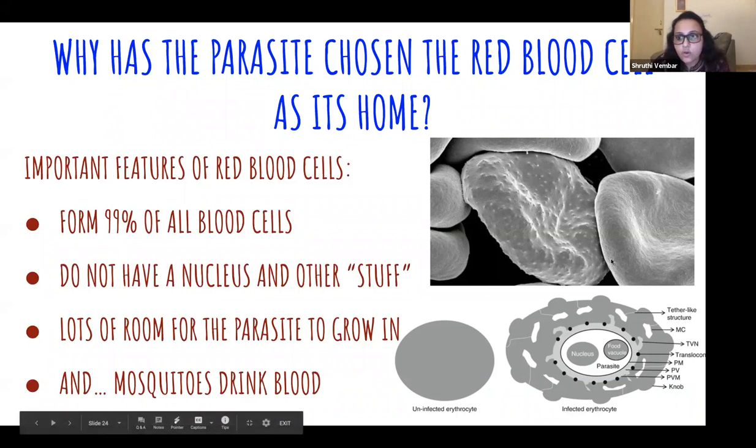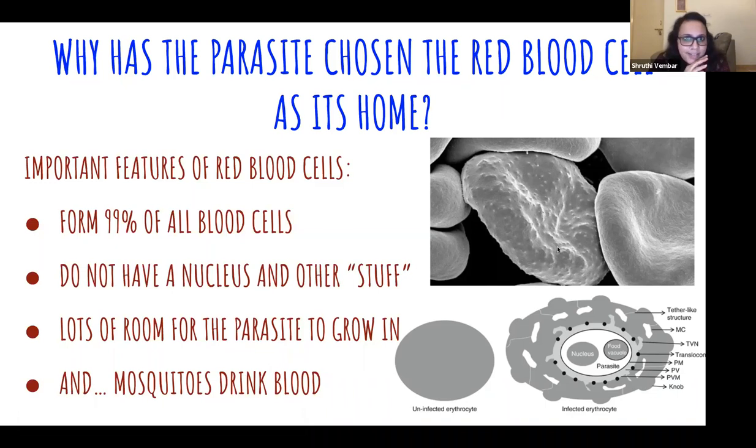And this is just to show how the parasite, once it gets into the red blood cell, really changes the red blood cell completely. You can look at this image, where you just look at the surface of the red blood cell. If you think of it as a bag of liquid, you're just looking at the surface. So you see how the surface has really been modified.